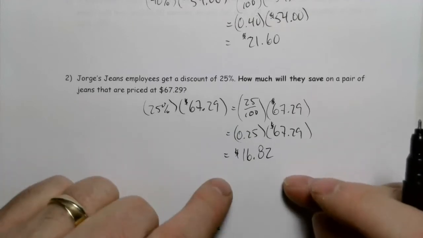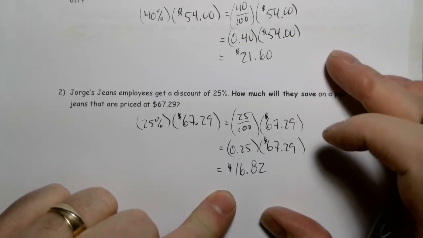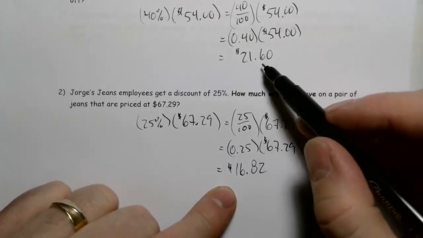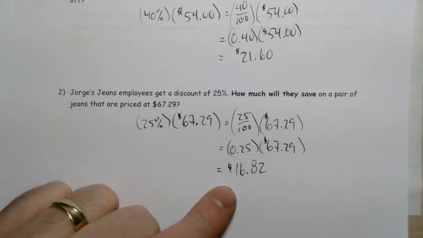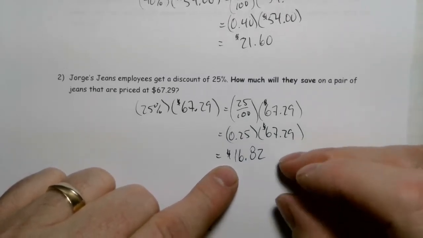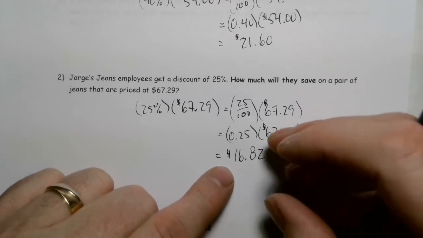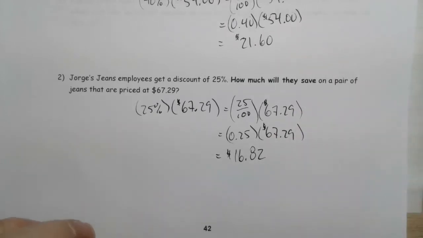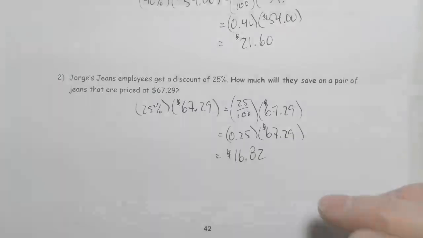Now, I want to make sure that in both of these questions, you're not confused by the result that we're getting. Up here, this $21.60, that's not how much you're paying for the jeans. That's how much they're taking off of the price. This $16.82, this is not how much those jeans are going to cost them. This is how much money they save when they buy those jeans.